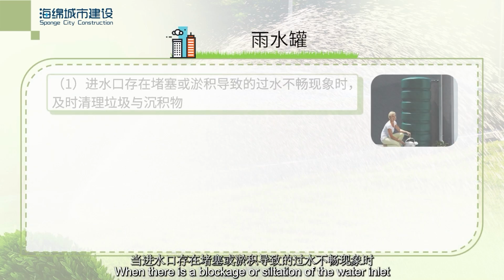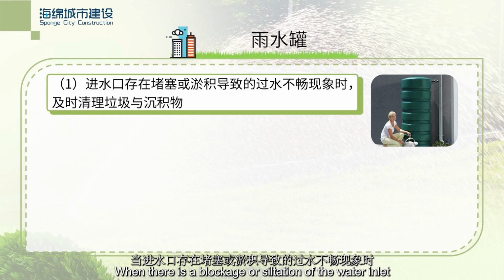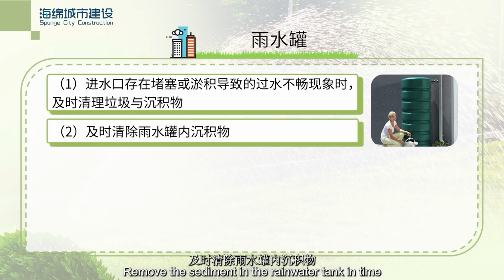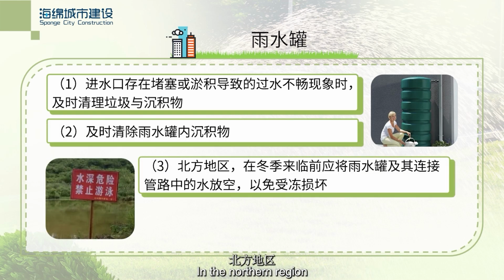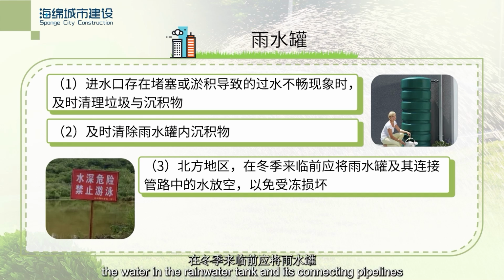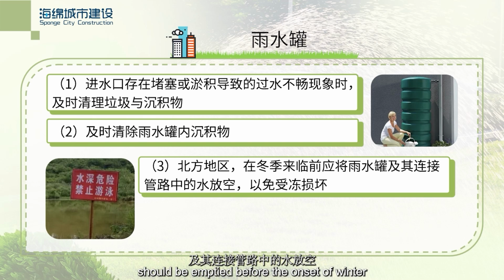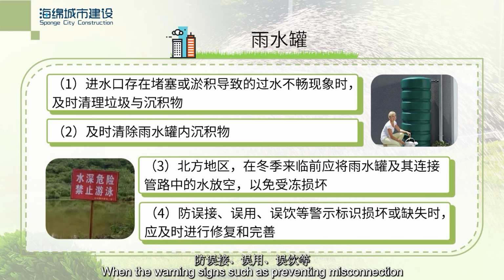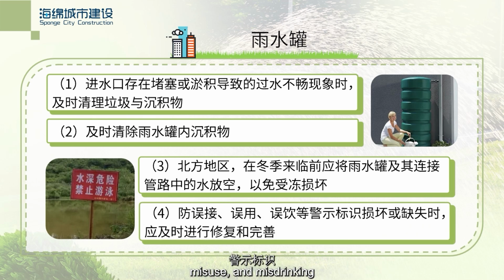Rainwater tank. When there is a blockage or siltation of the water inlet, clean up the garbage and sediment in time. Remove the sediment in the rainwater tank in time. In the northern region, the water in the rainwater tank and its connecting pipelines should be emptied before the onset of winter to avoid frost damage. When the warning signs such as preventing misuse and mistreatment are damaged or missing, they should be repaired and improved in time.